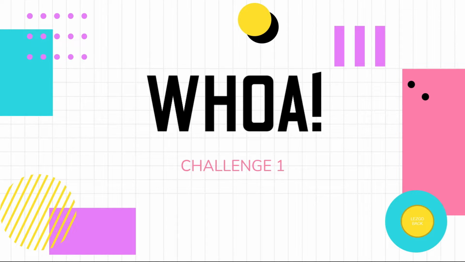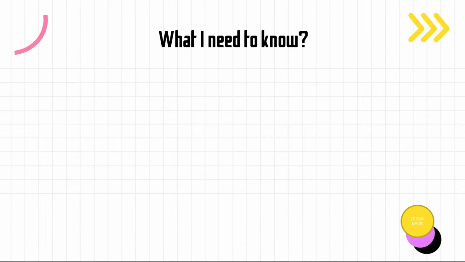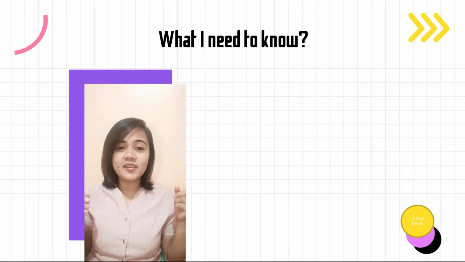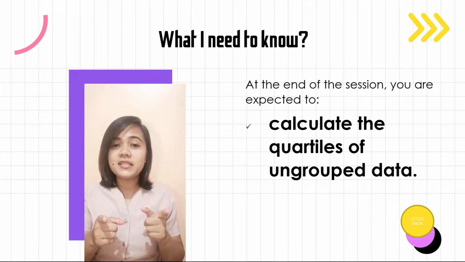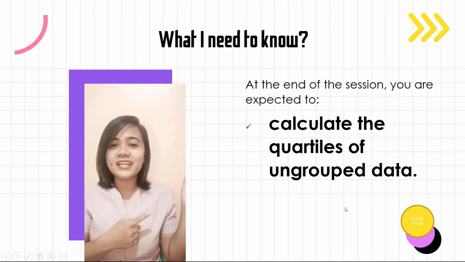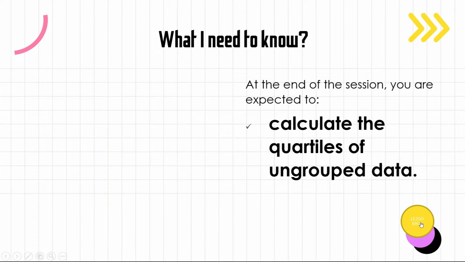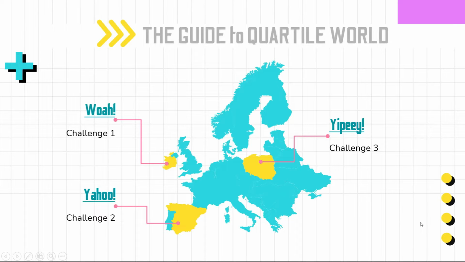Challenge number 1. What I need to know. At the end of the lesson, or at the end of the session, you are expected to calculate the quartiles of ungrouped data. All right, so we have finished our first challenge, which is to know our topic for today. Now, since our challenge 1 is over, let's go to our challenge number 2.